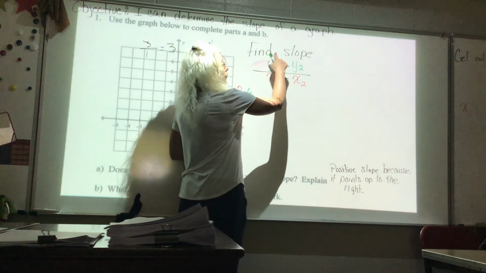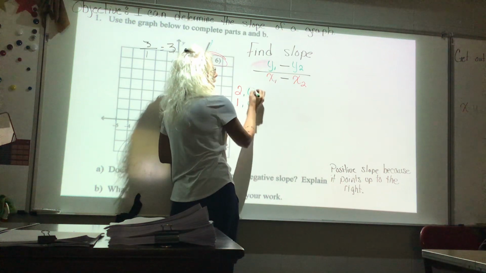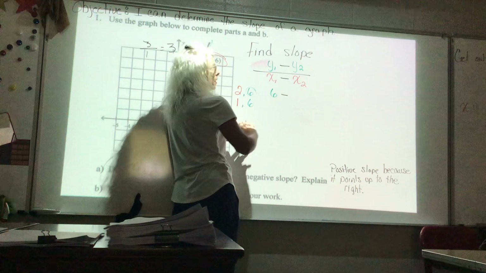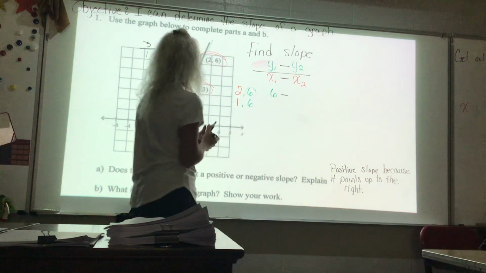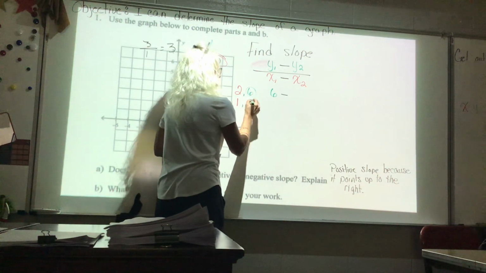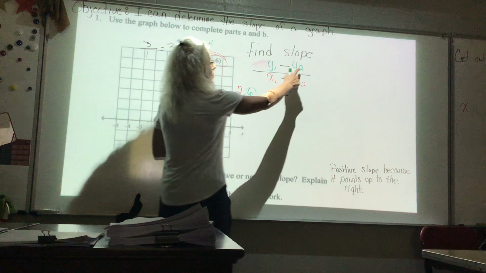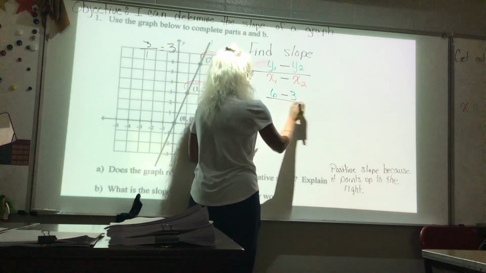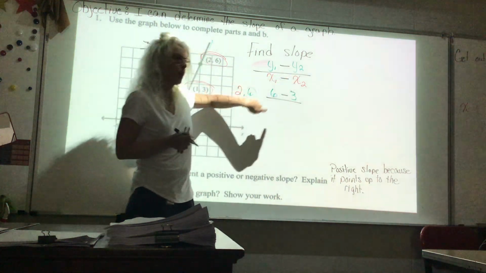So, to find the slope, y sub 1, that means I'm going to go to my first y and write it down, minus y sub 2, that means go to your second y. Then I'm going to go to my second y and write it down. So the sub just means go to your first y, go to your second y.